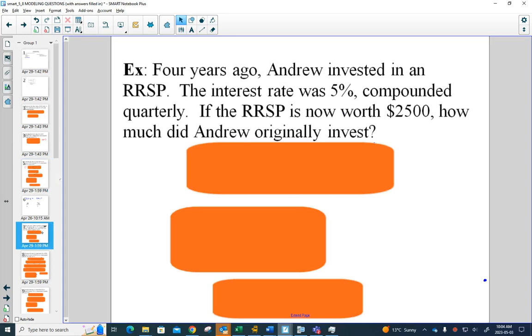Four years ago, Andrew invested in an RRSP. Interest rate was 5% compounded quarterly. If the RRSP is now worth $2,500, how much did Andrew initially invest? Again, what I want you to practice is see if you can take the formula, plug everything into the right spot.